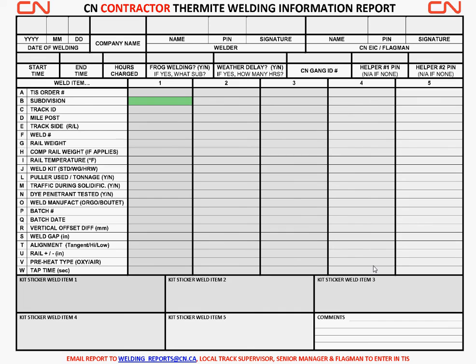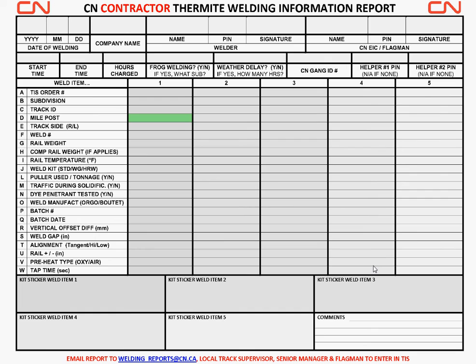Next is the subdivision. You can either put the sub name or the sub number. If you want a sheet listed of all the CN subs, please contact your supervisor. They will give one to you. The next is the track ID. You can either put the 2 to 4 digit code of your track ID, so main 01, main 02, or siding SD01, SD15, whatever the track ID is, or you can put the actual name of the track, Ike Siding, Manaway Siding, anything of that nature.